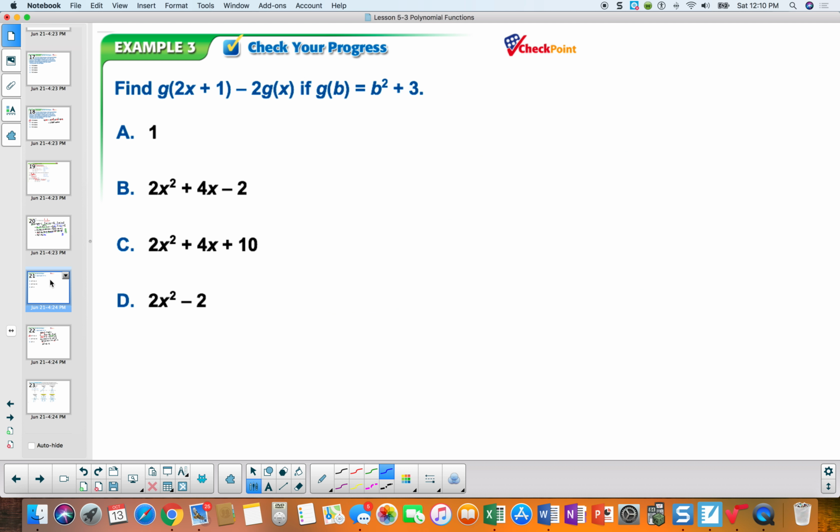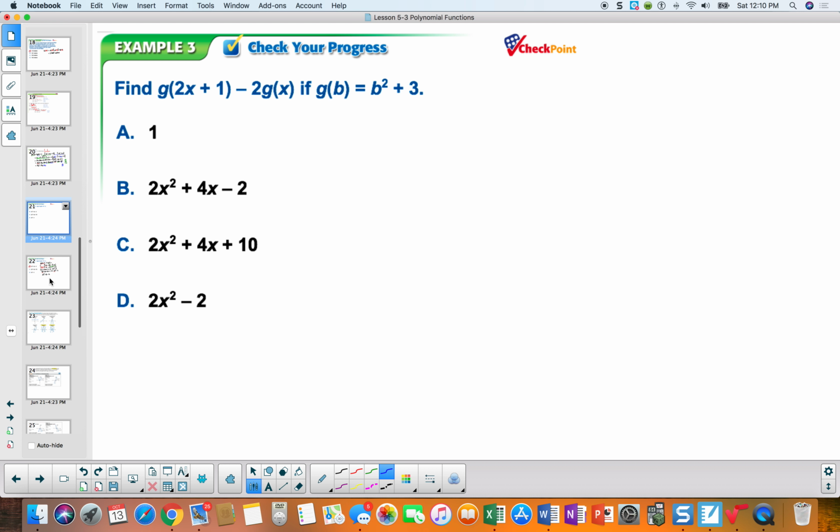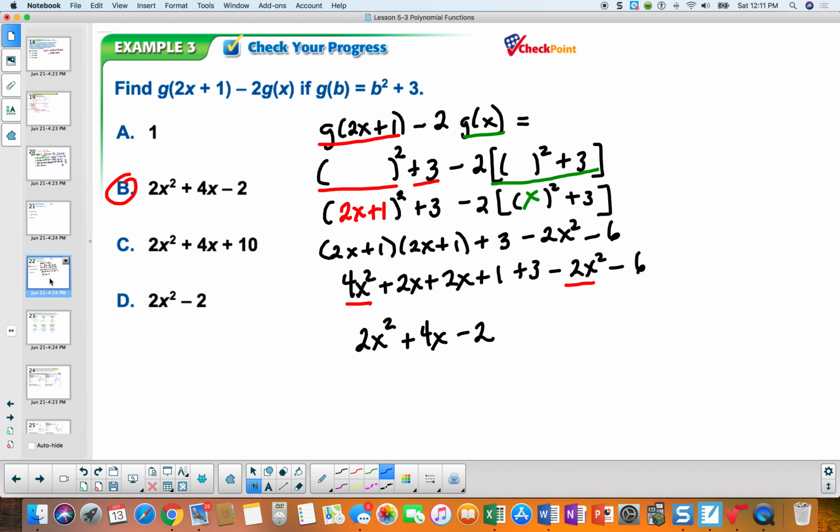All right, your turn. Pause, and here's the answer. And again, I just wrote the problem out. Everywhere I saw a b, I put a parentheses, squared plus 3, and then minus 2, and again I just put a parentheses for my b squared plus 3. So this told me to substitute that in, which I did, and I substituted x in over here. I multiplied everything out, and then I got my answer.